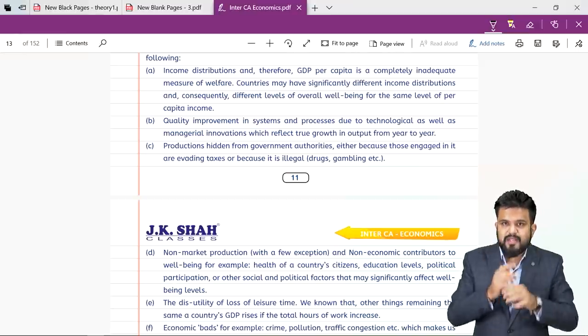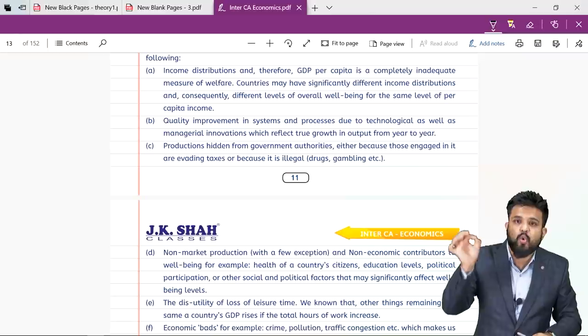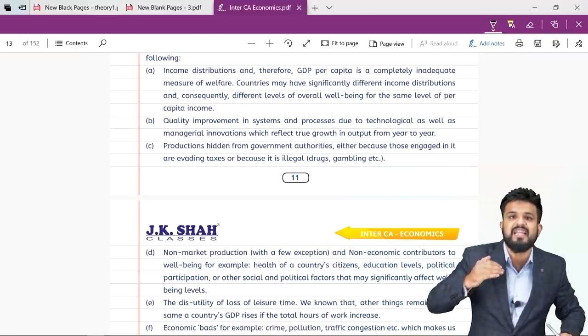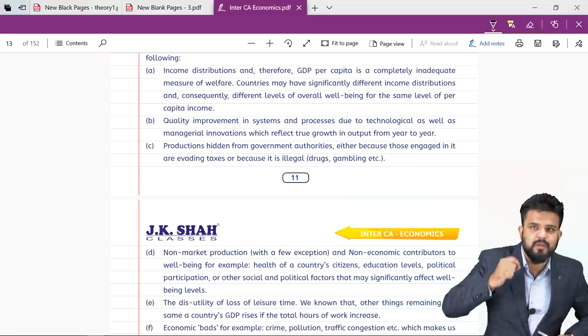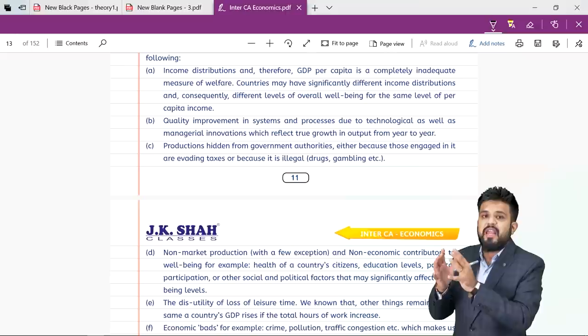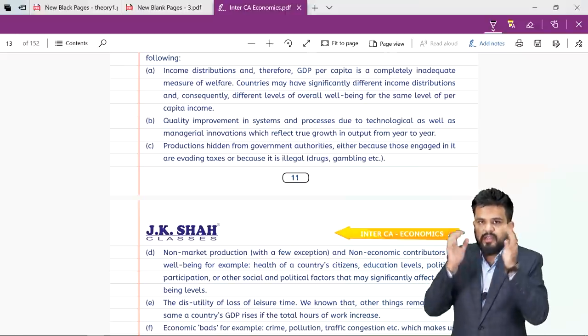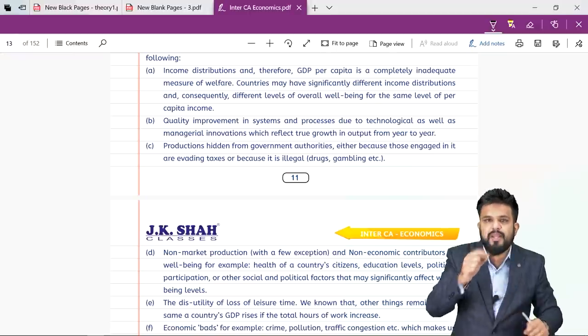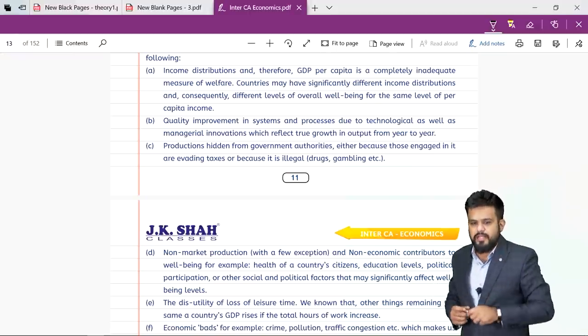Now students, please understand, GDP is quantitative addition. GDP is an increase in output, an increase in numbers. Welfare basically represents the well-being of the people. GDP and welfare coming together becomes development. Let us understand.